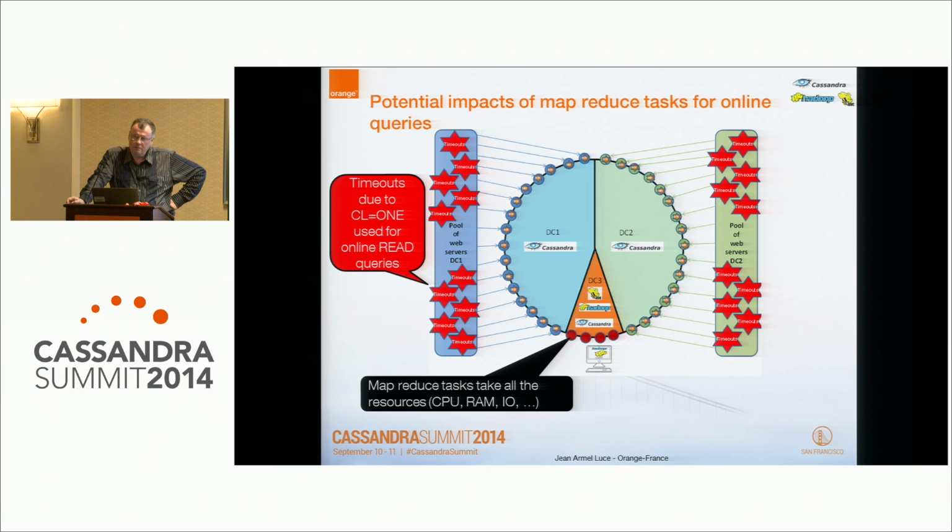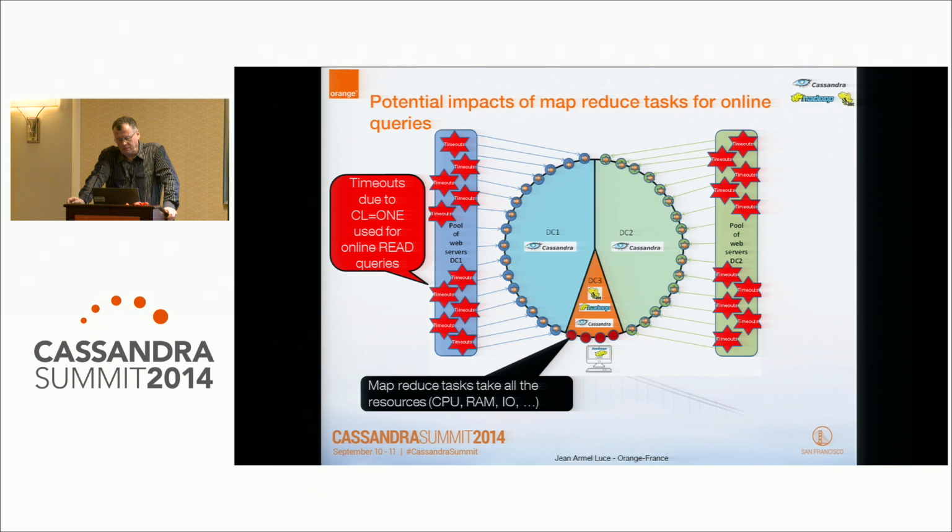The reason for that is that we were using consistency level 1. And when we are using this kind of consistency level, when a Cassandra node in data center 1 or data center 2 receives a read query with consistency level 1, this Cassandra node is the coordinator of the query and sends this query to one of the replicas in the cluster.